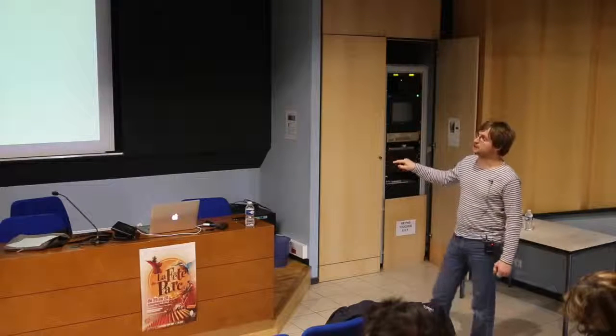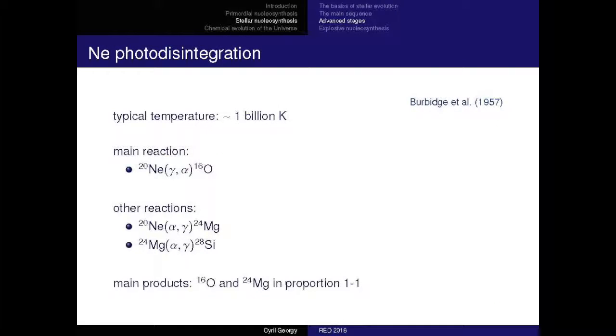As this reaction produces alpha particles, these alpha particles can be used by other neon atoms to produce magnesium 24. And once you have magnesium 24, you can use an alpha particle released here to produce silicon 28 as well. So the main products of neon photodisintegration are oxygen 16 and magnesium 24, and the proportion is roughly 1:1.